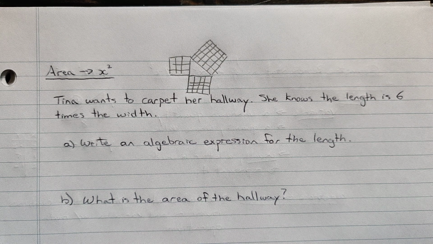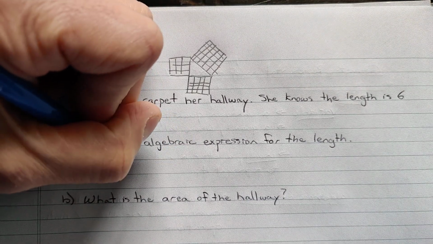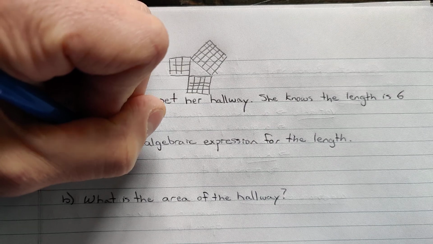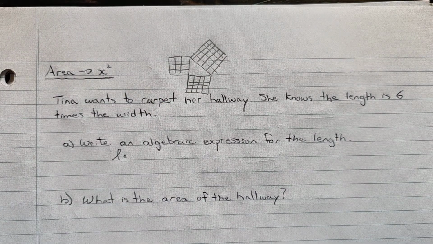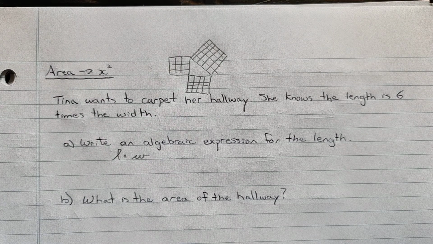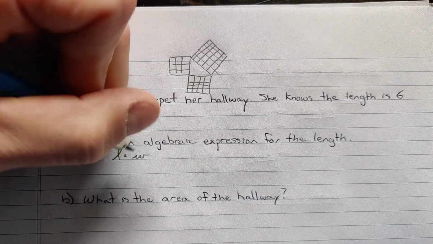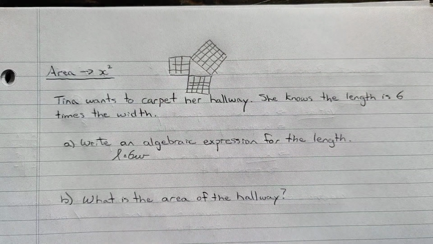So in this case, she knows the length is 6 times the width. So we want to write an algebraic expression for the length. So the length of her hallway, and I'm going to use L, is 6 times the width. So if the width is, well, what's a good letter to use for width? W. So you don't have to use X. We can use any letter. We'll use W for width, and it's 6 times that. So then the length is actually 6W.